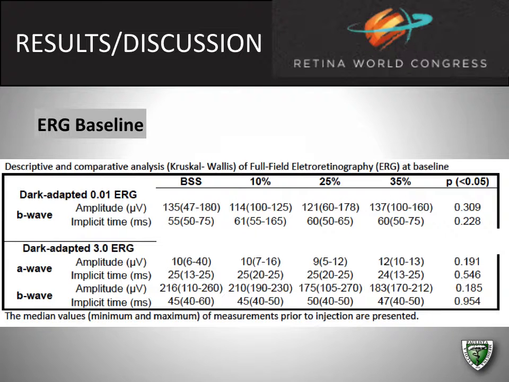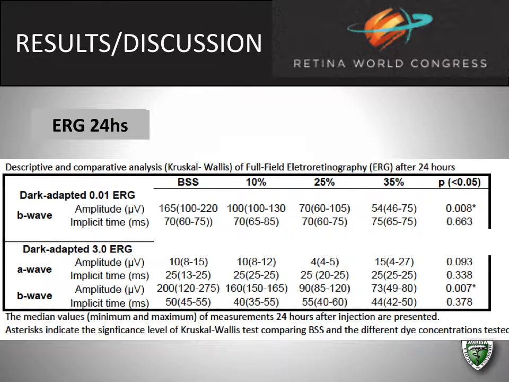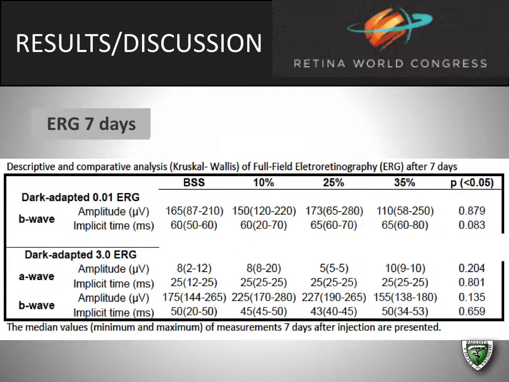So the results by full-field scotopic analysis were, at baseline, no statistically significant difference was observed for the groups tested for both dark-adapted 0.01 and 3.0 ERG. This was an expected result. At 24 hours, amplitude for both analyses revealed a statistical difference. The values at these moments tended to decrease. Further histological images will confirm these findings. After 7 days, the values for all concentrations showed a trend to recovery.